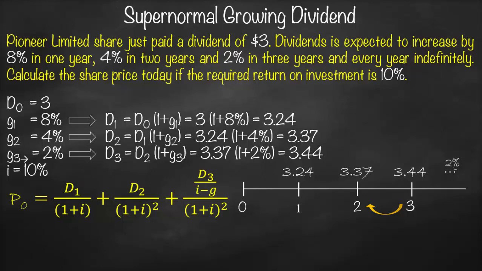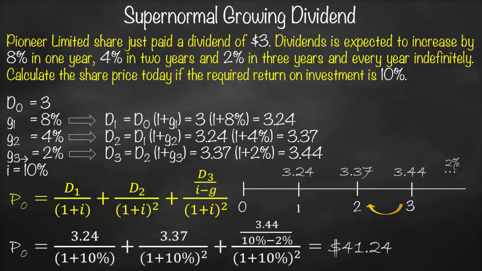Why did we choose power 2, not 3? Because remember that the present value of a perpetuity is always 1 period before the first cash flow. So in year 3, we'll receive 3.44 that will continue forever at a growth rate of 2%. Therefore, its present value will be in year 2. To move from year 2 to year 0, we need to discount it by 2 periods.